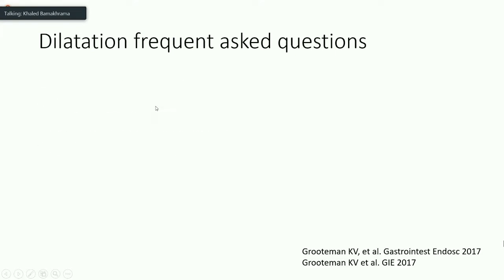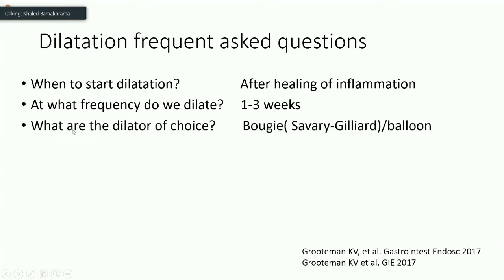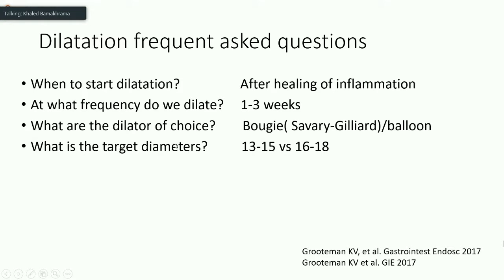Important questions when you are dilating: when to start the dilatation? Of course, after healing of the inflammation and ulceration, because once you are dilating with an ulcer, the perforation risk is high. At what frequency do we dilate? Every 1 to 3 weeks. What is the dilator of choice, bougie or balloon? Both of them are equal. Some people prefer this or that, but if you go by the evidence, both of them are equal.